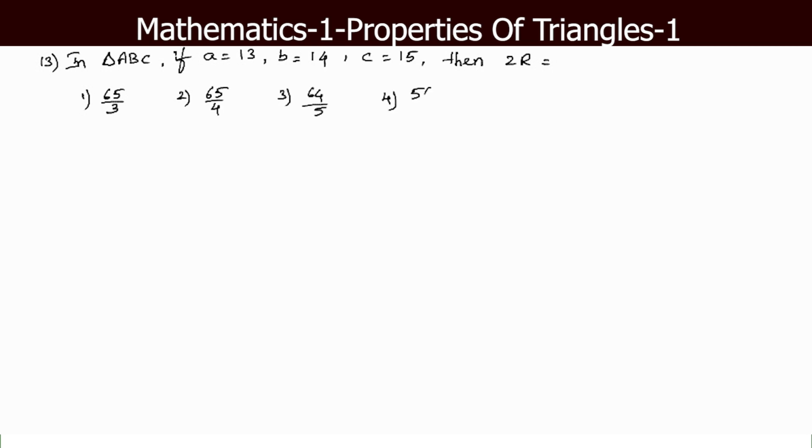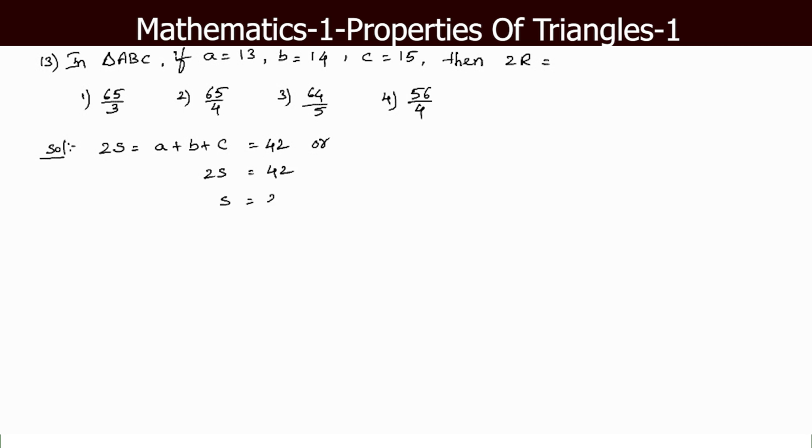13. In triangle ABC, if a is equal to 13, b is equal to 14, c is equal to 15, then 2 capital R, that means circumdiameter, is equal to 1, 65 by 3; 2, 65 by 4; 3, 64 by 5; and 4, 56 by 4. Now, here you know that 2s is equal to a plus b plus c, which is nothing but 42, or s is equal to 21.